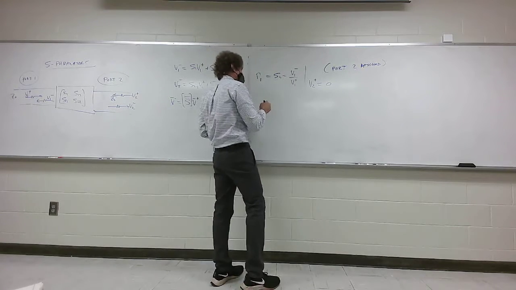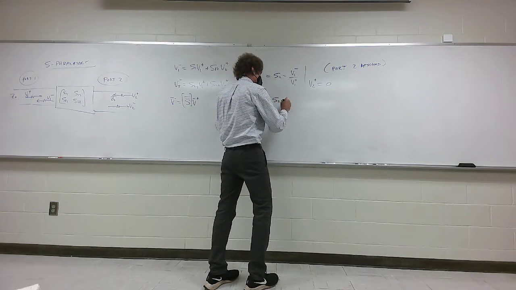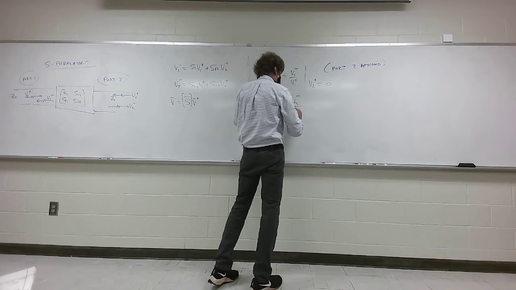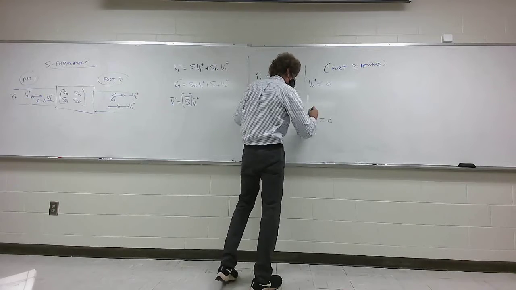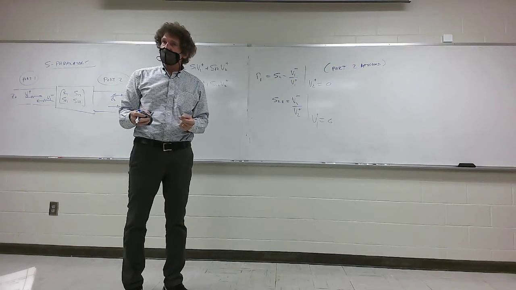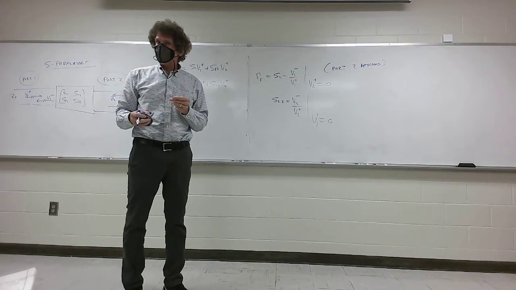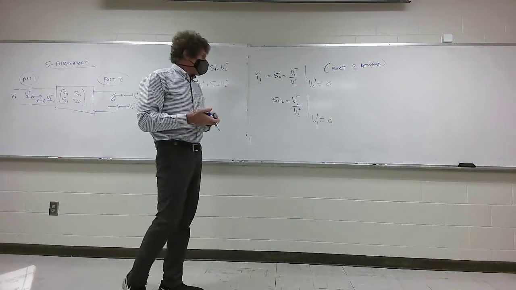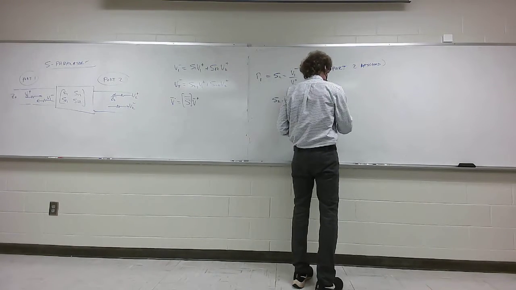Now, I bet you can guess this. What do you think S22 is? Well, that would be V2 minus over V2 plus, assuming V1 plus is 0, right? In other words, now port 1 would be matched. And we'd be driving port 2 to look at the reflection coefficient. Do you follow me on this? It's going to seem trivial, but it isn't. And this would be port 1 match.